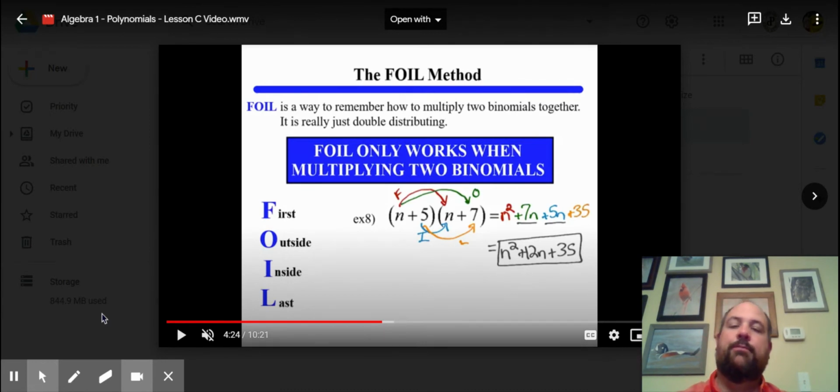And FOIL is probably the second most popular, or maybe even the first most popular thing people think of when they say Algebra 1.